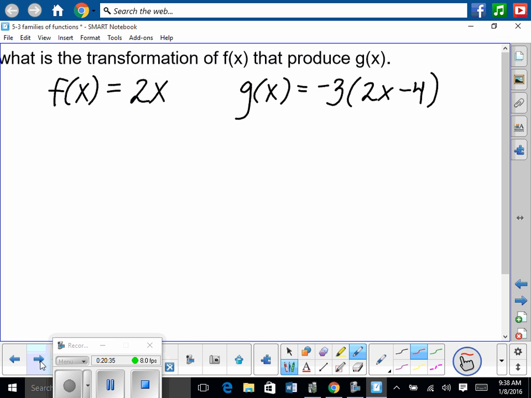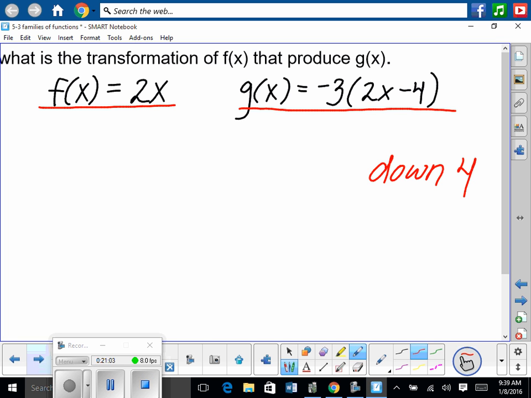So what about this one? A little bit harder. So it says, what's the transformation of f of x that produces g of x? So we started with f of x is equal to 2x, and then we have g of x is equal to negative 3 times 2x minus 4. So first of all, the easiest is to shift up and down. What's my shift up and down? Down 4.